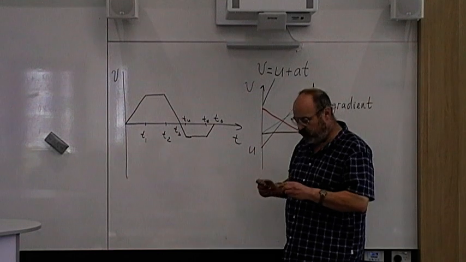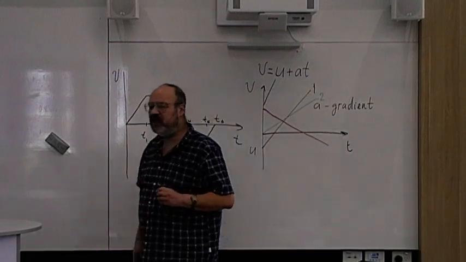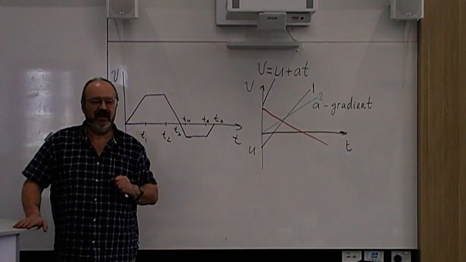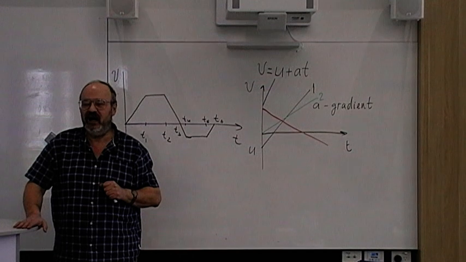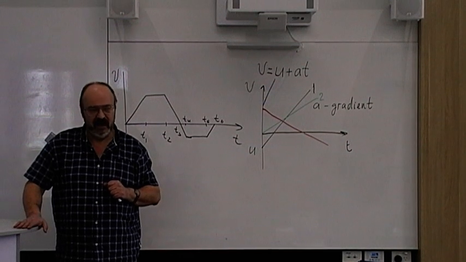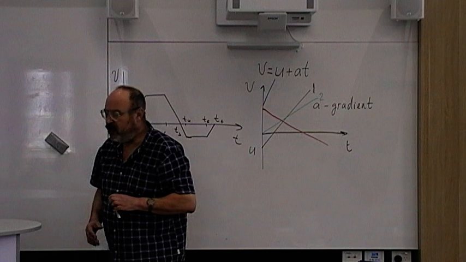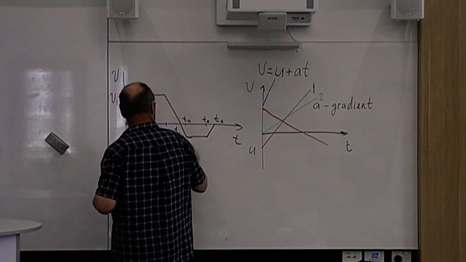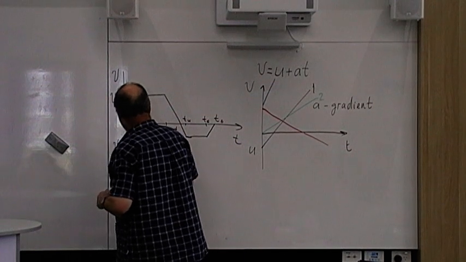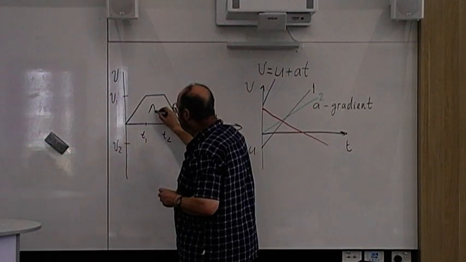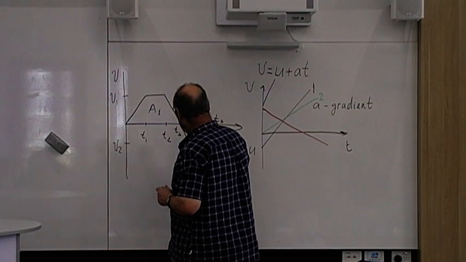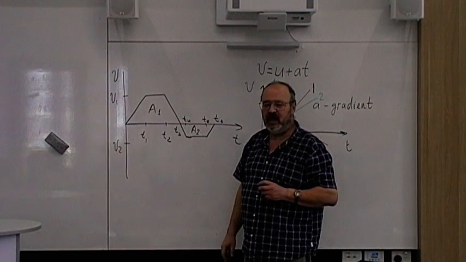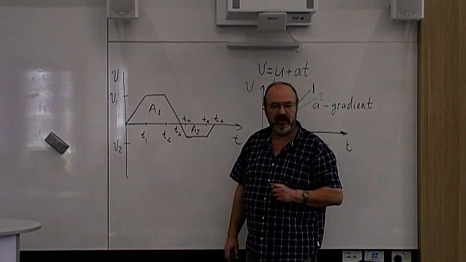Now, do you remember the relation between displacement and the velocity-time graph? The displacement is the area under the graph. So let's say this is V1 and this is V2, and let's say the area of this shape is A1 and the area of this is A2. What shape is this? A trapezium. How do we find the area of a trapezium?